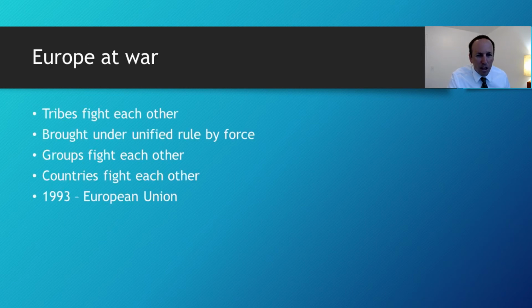Let's go. Europe at war. The tribes fight each other. Okay, this is what I wanted you to understand. You're never going to remember William the Conqueror and Charlemagne and Franks and Gauls and all these people fighting. That's okay. Understand this. Hundreds of years, tribes fight each other. Then the groups fight each other. Then those become countries and they fight each other. And they fight and they fight and they fight. And they really have not been unified until recently. I know like 1993 seems ancient history to you, but it's not. That's in my lifetime.